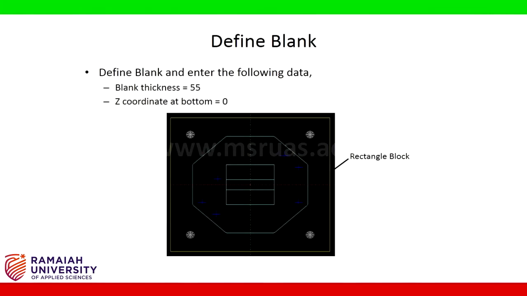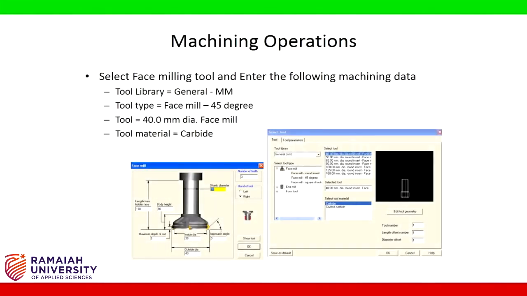Click OK. Define blank. In the main menu, select Draw, Define Blank and click on Select Contour in the dialog box that appears, and click on the rectangle of 200 x 200 mm in yellow color. Enter blank thickness as 55 mm and Z coordinate at the bottom as 0. Click on OK. Machining operations. Switch to the machining menu by clicking on the Machining button on the dialog bar. Select Machining, Milling, Face Milling.